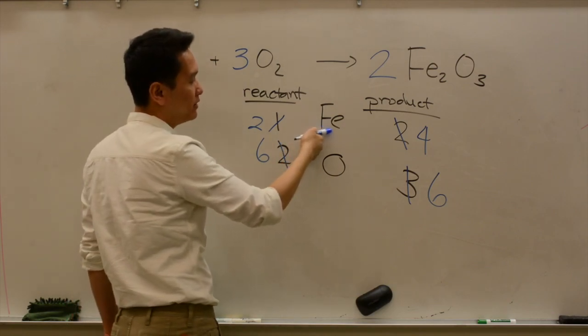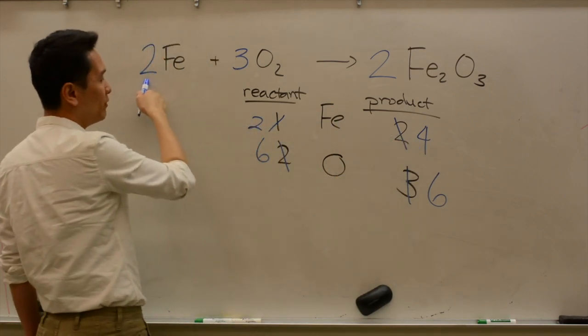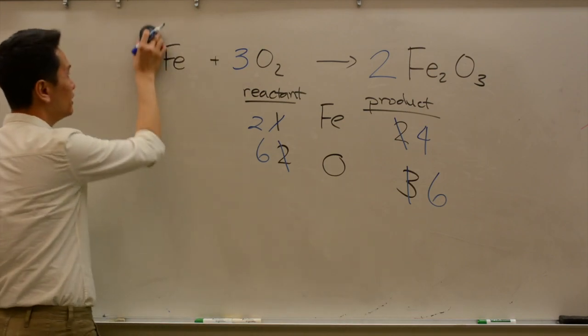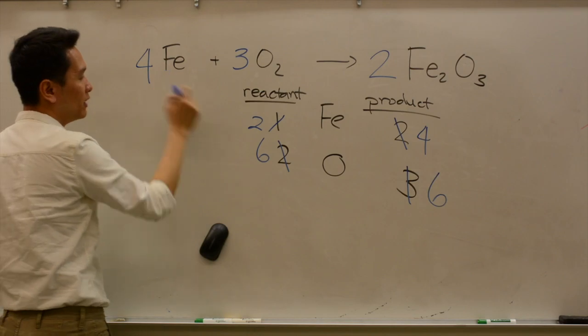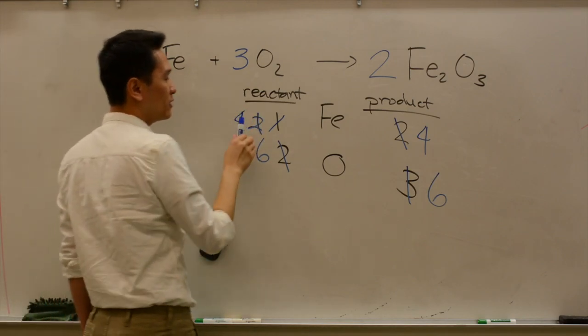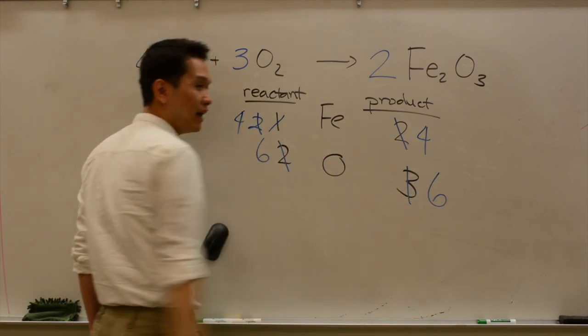Now let's go back to the iron. Again, this was 4. This is now 4, and this is 2. Well, how can I make this side become 4? The coefficient cannot be 2 anymore. It has to be 4, right? So 4 times iron is 4 irons. So let's double check at the end. 4, 4, 6, 6, and we're good.